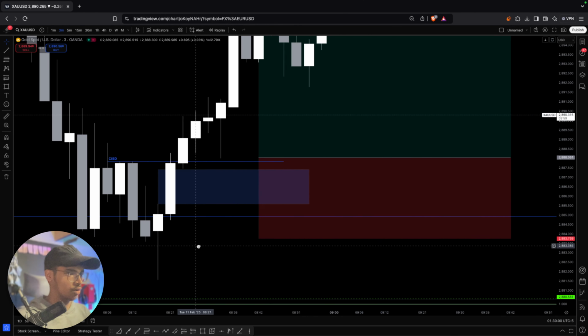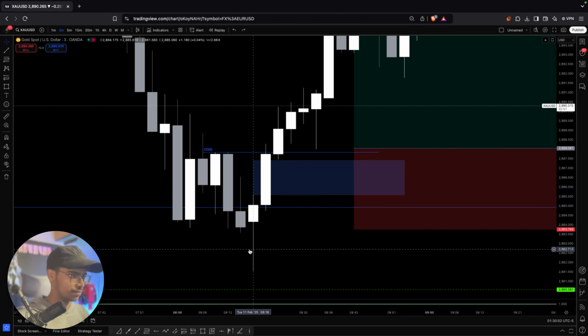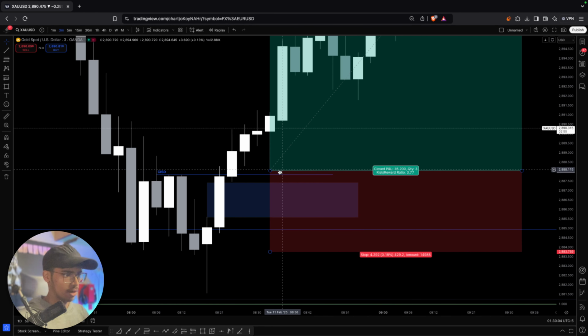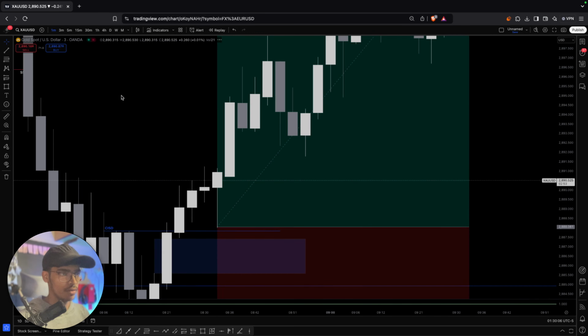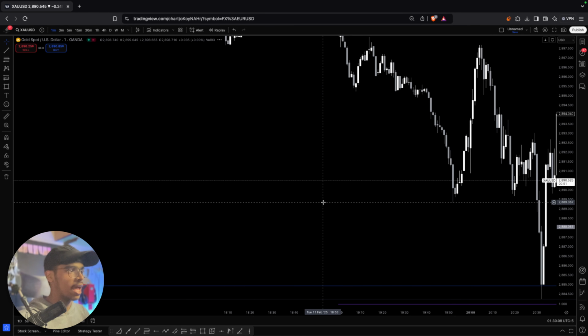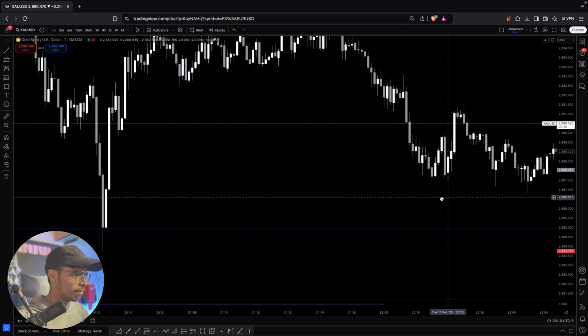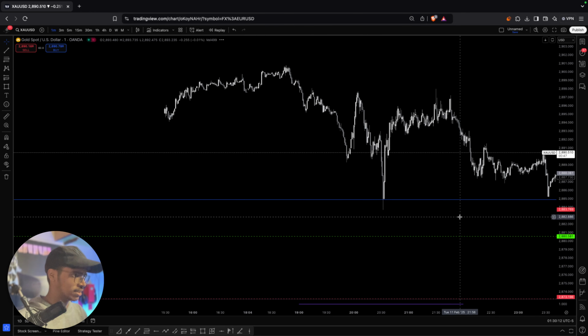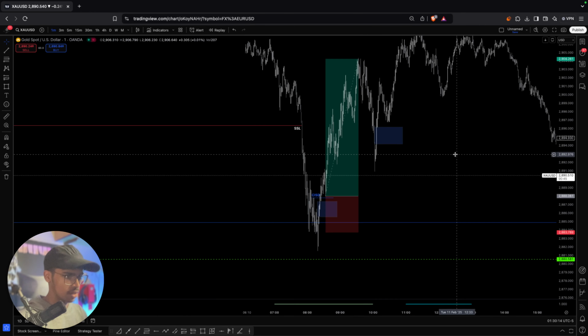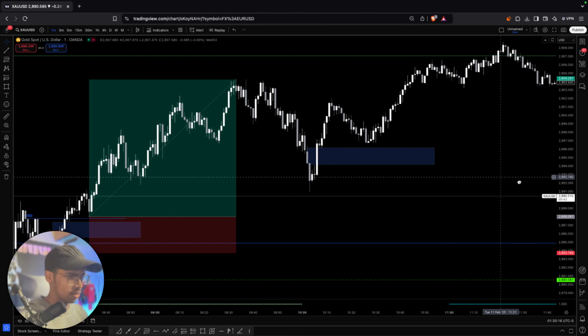So let's go on to the delivery point. Now this is the point where I entered. Once I entered, let's go on the 1 minute time frame and see the gyrations which I had to go through, and why I took my target before the buy side liquidity was reached. Let me tell you why I did so.